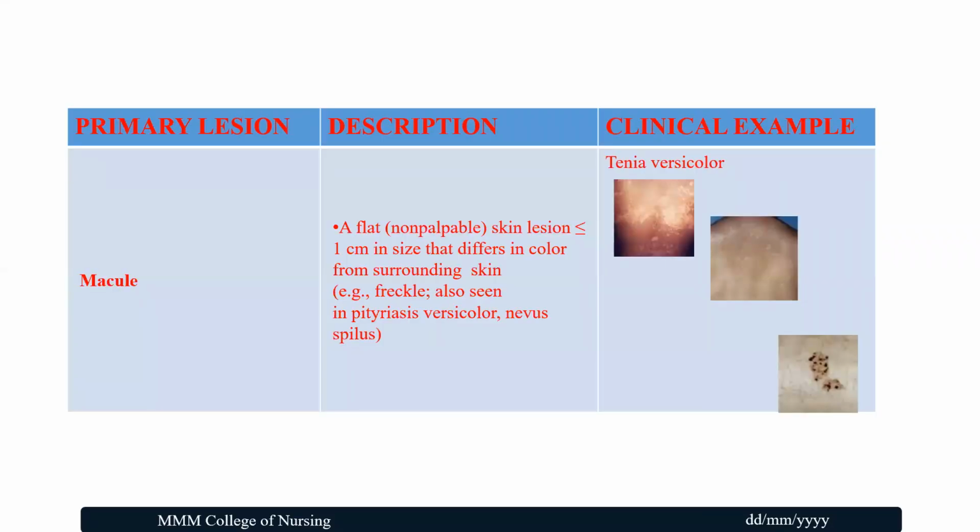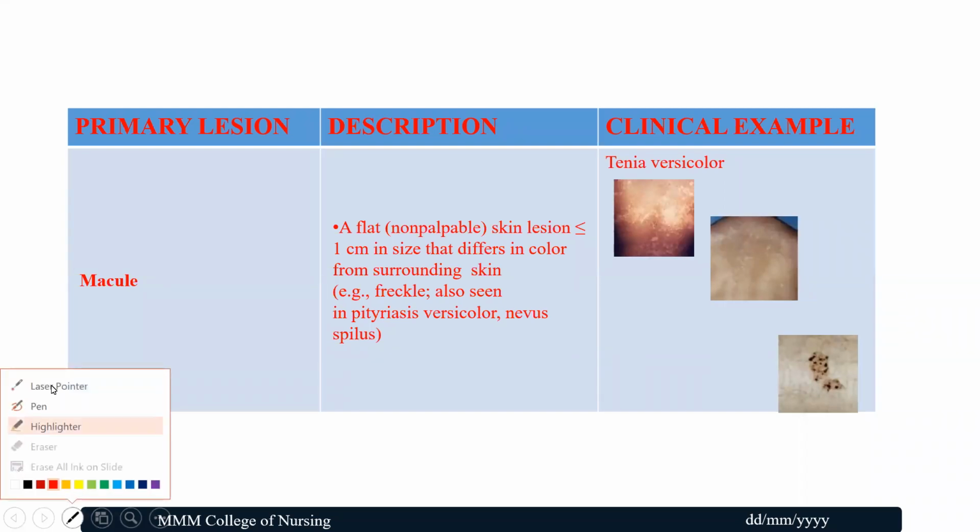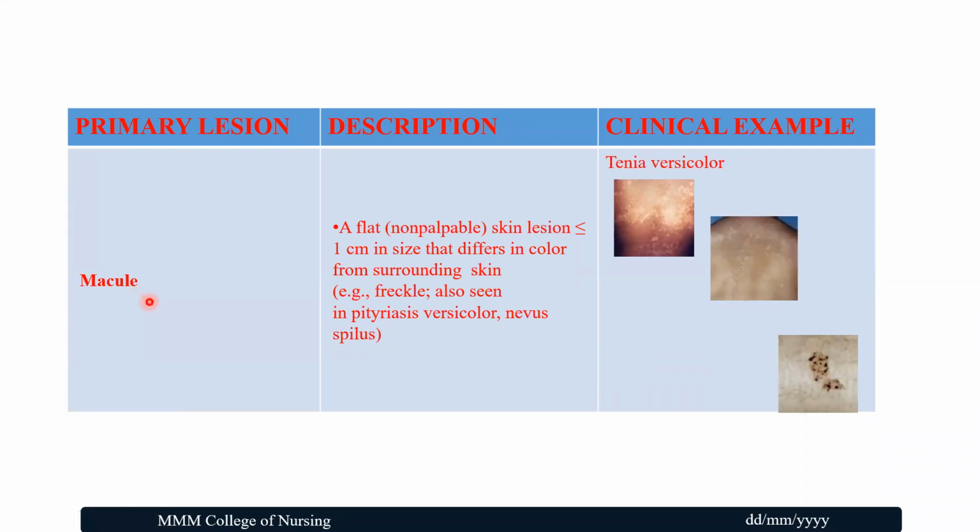So what are primary lesions? As discussed earlier in the assessment, we have seen primary lesion, secondary lesion, and complex lesions. So first, let's discuss about the primary lesion. First, it's macule. What is macule?